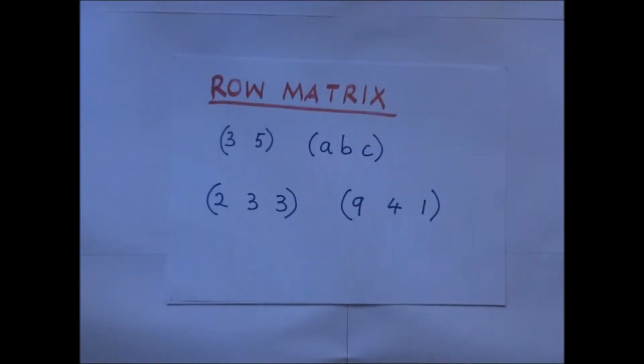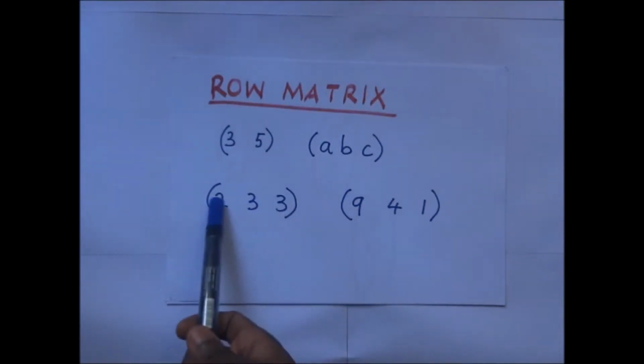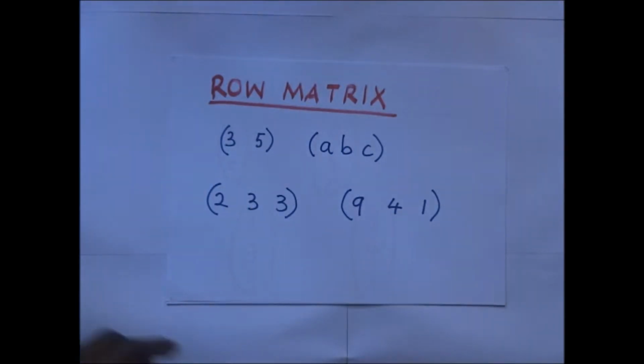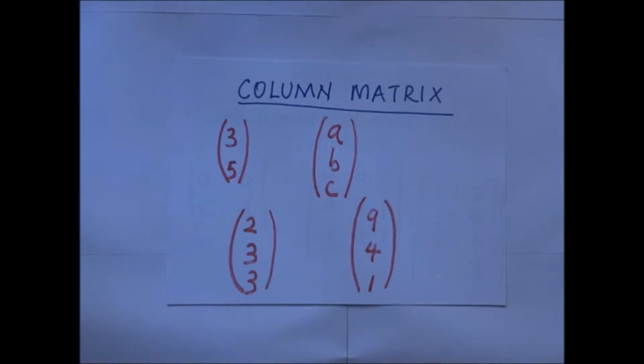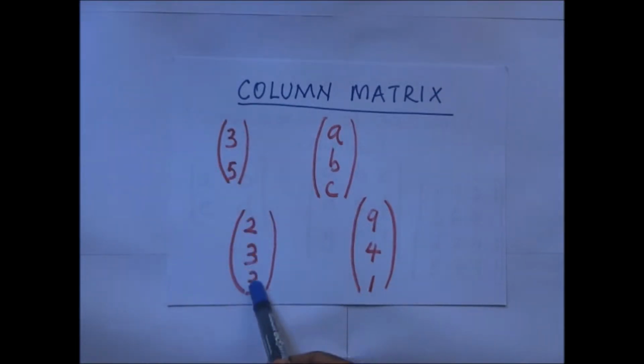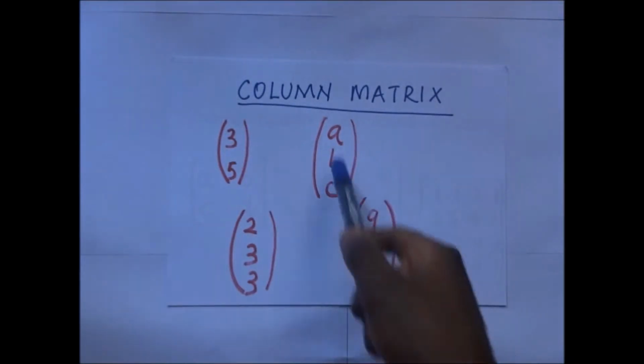We have what we call the row matrix. These ones only have rows. For example, this 3, 5, A, B, C, 9, 4, 1, they only have rows. We have what we call the column matrix. These ones only have columns, like 3, 5, 2, 3, 3, A, B, C. These ones are just columns.